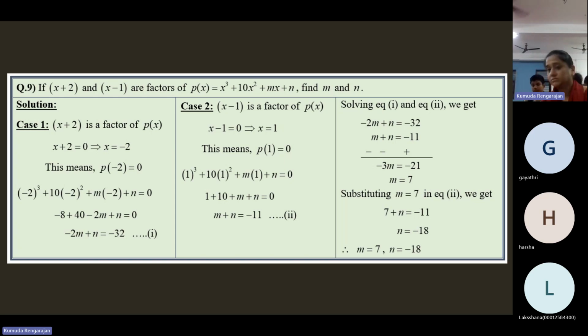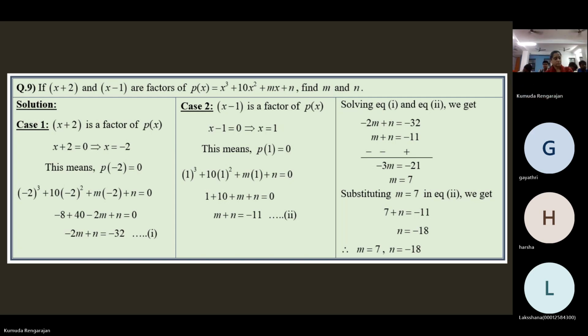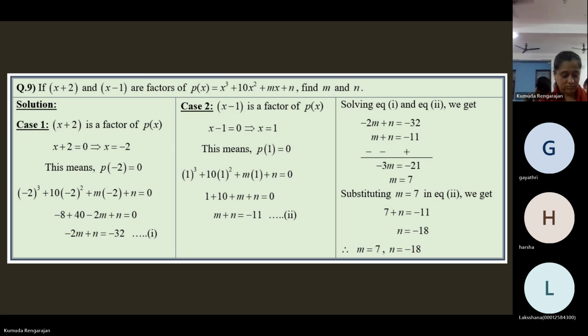Yes. M, you got? Check your equations. Got the equations right?